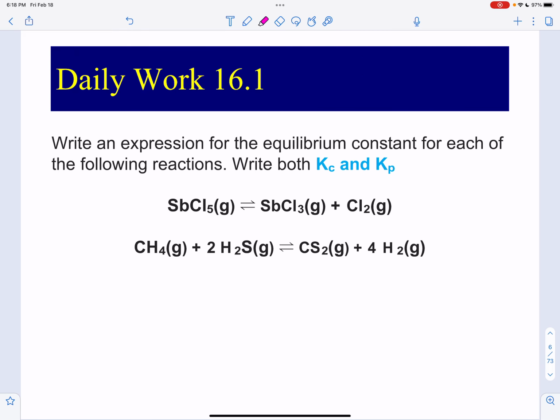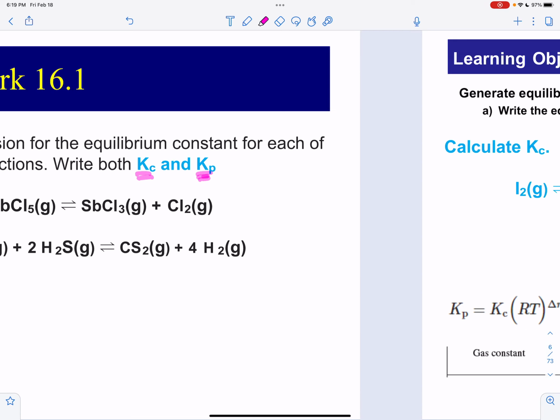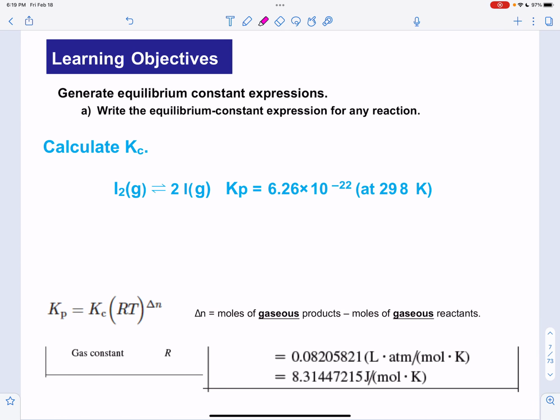So here's your first daily work. The same thing I did, just write the Kc for both of them and write the Kp for both of them. So let's do something else now. We know how to write the equilibrium constant expression for any reaction.